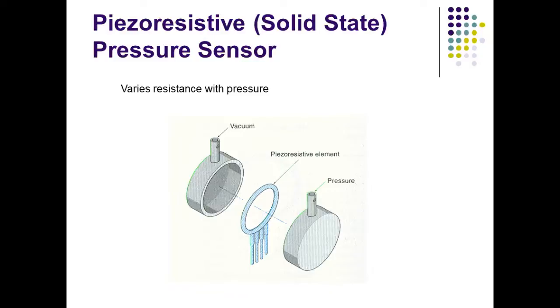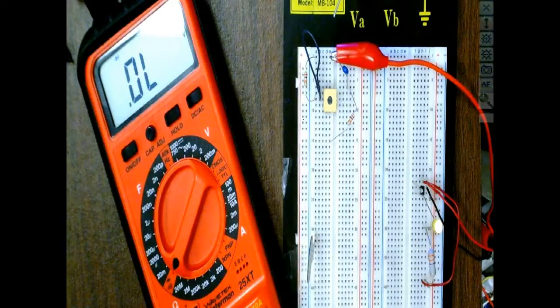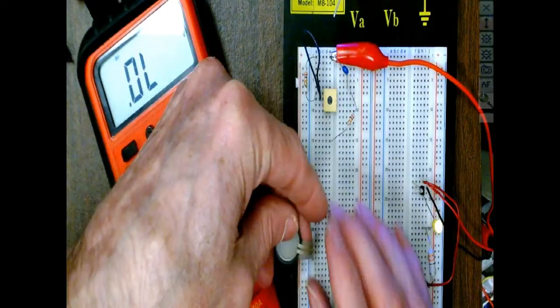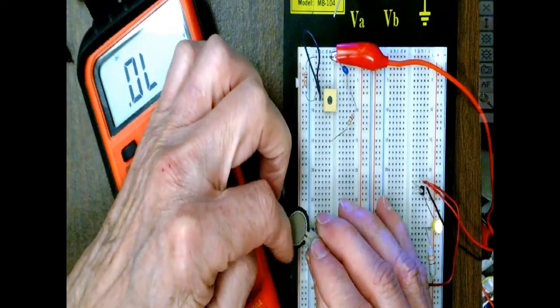The other thing that we need to talk about is what they call piezoelectric. Piezo, by the way, is a term we use for pressure. So piezoresistive means that these devices vary their resistance with pressure. I have a piezoresistive sensor right here. Okay, so this is really cute. The semiconductor is right here in the center.